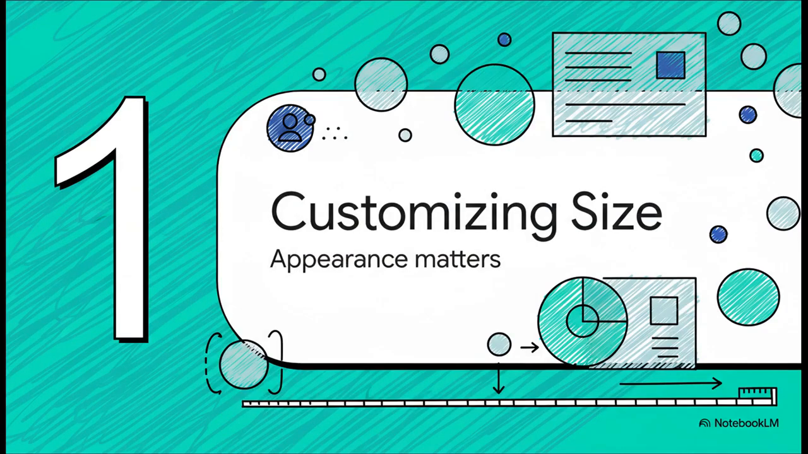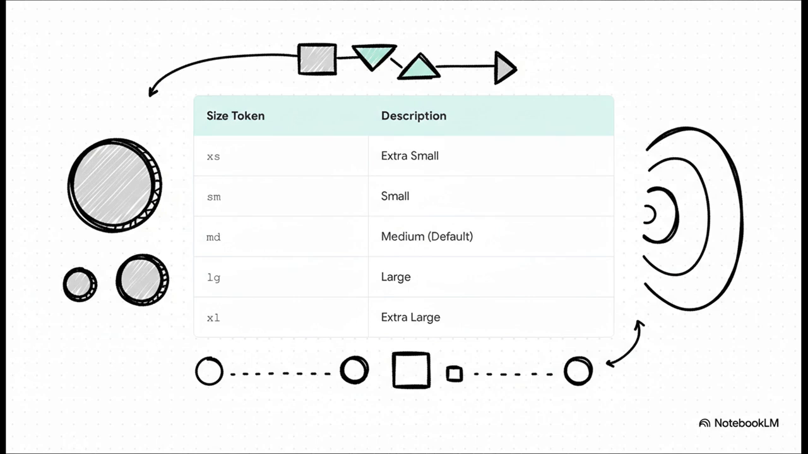Okay, so first up, customizing the size. You need this little dot to look right in your UI. It could be a tiny little thing next to a username, or maybe something bigger and bolder on a dashboard. It all starts with getting the size just right. And here's what's so cool about this: you don't have to mess around with pixels or specific units. It uses a simple token system. You've got everything from XS for extra small all the way up to XL. This keeps your sizing consistent across your whole app. You just pick the one you need.